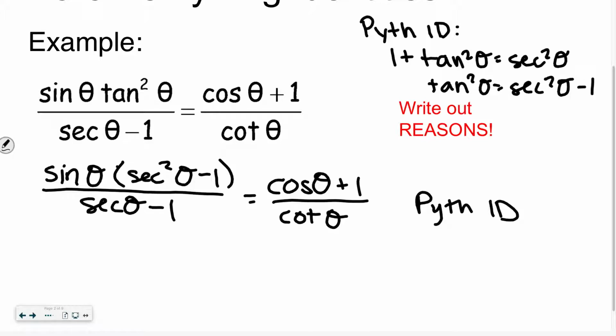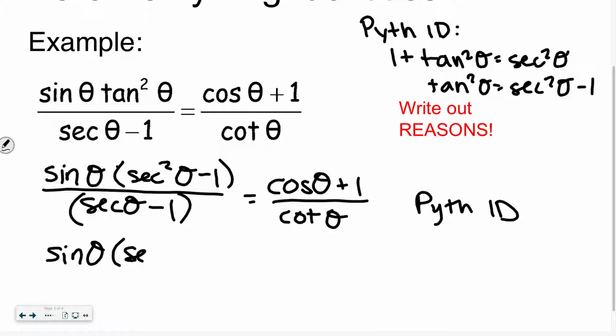Why can we not cancel those secants right now? They have a plus or minus. They're not factors, they're terms in a factor. So secant squared theta minus 1 currently is a factor in the numerator, and secant theta minus 1 is a factor in the denominator. So I have to have exactly the same thing in the top and the bottom to cancel. And right now I can't cancel. But if I factor the difference of perfect squares, then yeah, I'm going to be able to cancel. So let's do that. I'll move this up here in just a second.